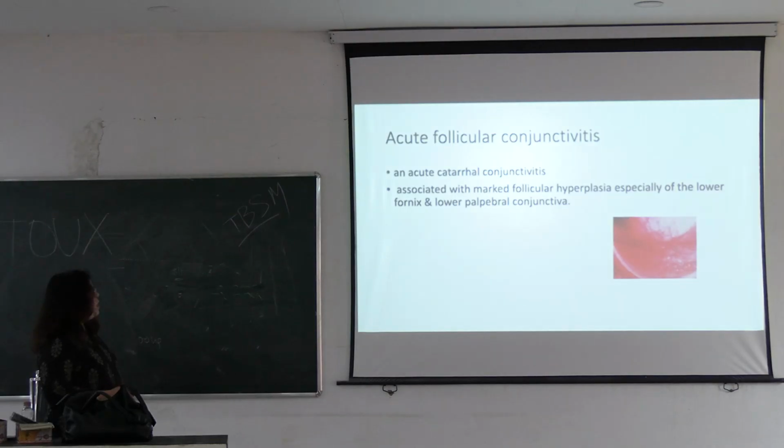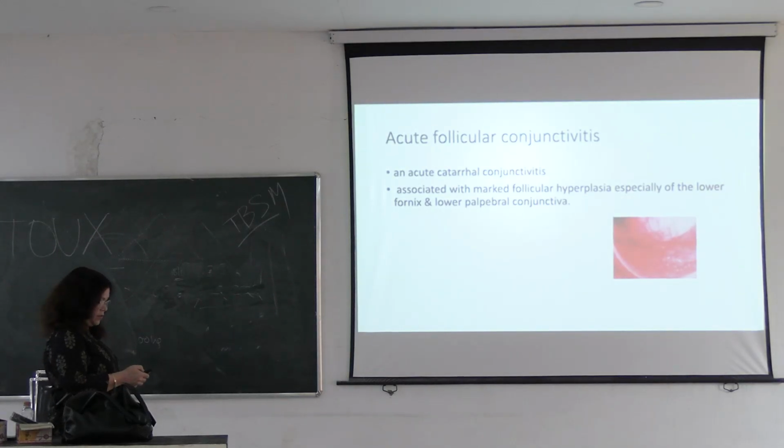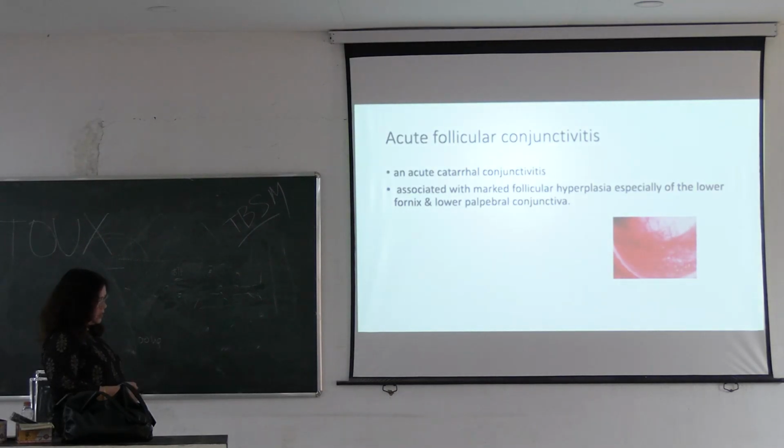Then acute follicular conjunctivitis. Acute follicular conjunctivitis is also called acute catarrhal conjunctivitis. It is more marked in the lower fornix and lower palpebral conjunctiva, and follicular hypertrophy is present. But in case of trachoma, all these features are present only in the upper palpebral conjunctiva. Here the follicles are present in the lower fornix and the lower palpebral conjunctiva.